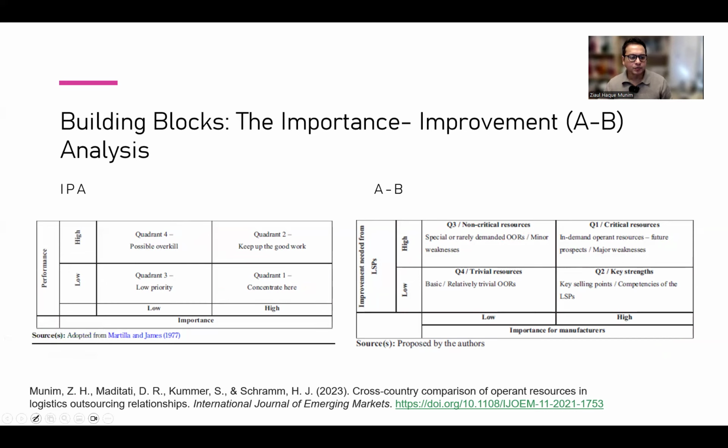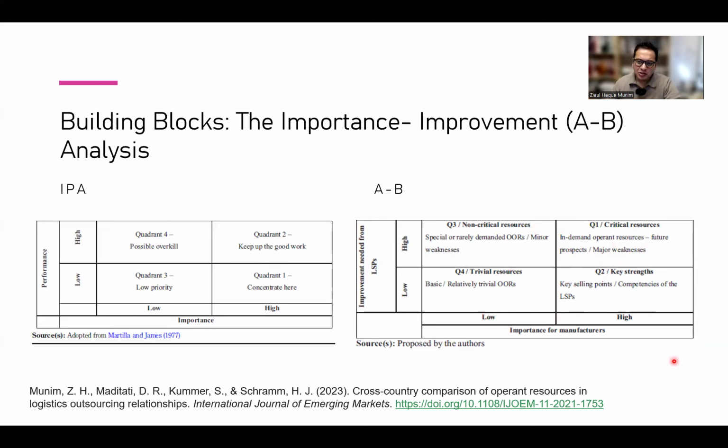So now the last one was high importance and high improvement. That means the performance is low. So which would be actually here, concentrate here, the critical ones. So that's what we are having here, the critical ones, high importance and high improvement. That means low performance. That's why we need high improvement, right? So that's how we translate from IPA to AB. So that's the proposed framework by us.